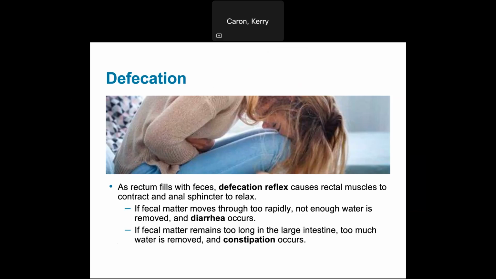Defecation. The rectum, the storage tank, fills with feces. We have a defecation reflex, the feeling of I need to go. The rectal muscles will contract and the anal sphincter relaxes. If this moves through the system too rapidly and doesn't allow water to be removed, we have diarrhea. If it's too long in the large intestine and too much water gets removed, then constipation happens.